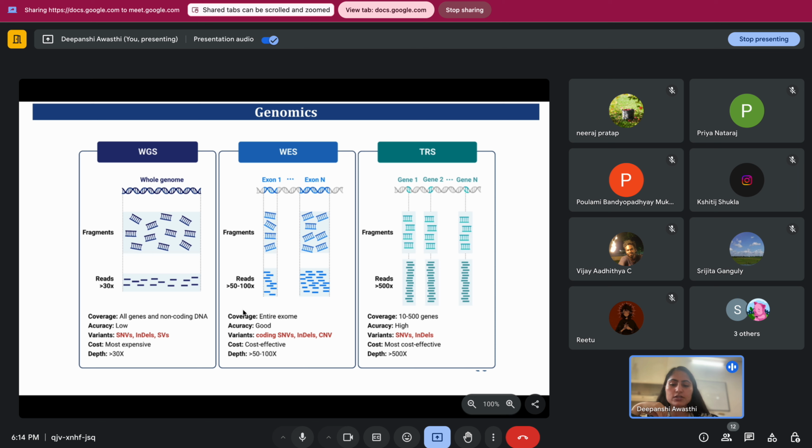And in case of whole exome sequencing, you can look into the coding SNVs, the variations which are coming due to the coding region, indels and copy number variations. Whereas in TRS also you could look for the SNVs and indels.